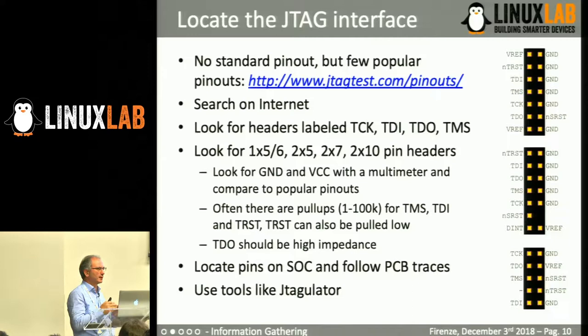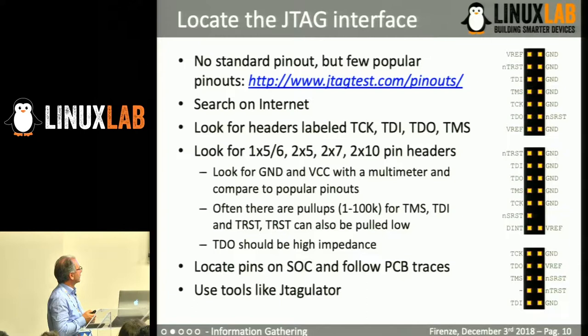So as always, the first step is to search the internet to see if someone else has already done the job for us. Otherwise, we try to find some labels on the printed circuit board to identify the JTAG interface. If this fails, we have to look for a single row of five or six pins, or for a double row or 10, 14, and 20 pin headers.